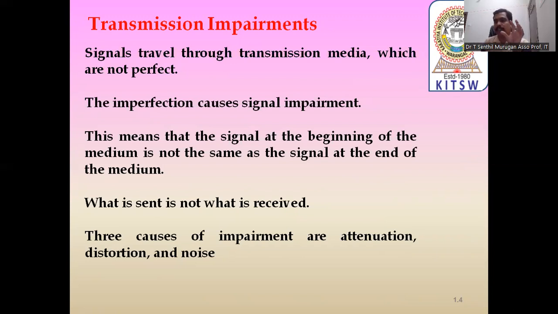If I am sending one signal, the same signal may not be what I receive at the destination. If I receive the same signal, there is no impairment. If I receive a different signal, there is an impairment. So how does it happen, and what are the causes? That we are going to discuss in this video lecture.